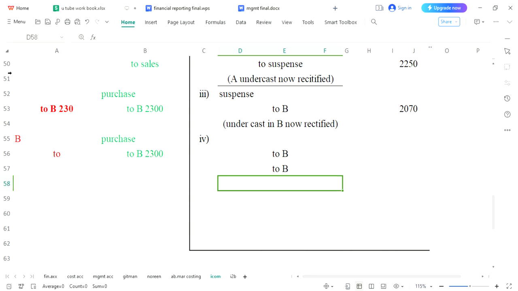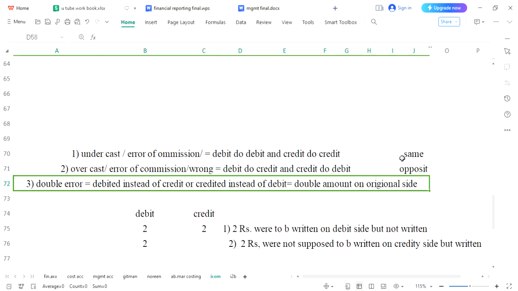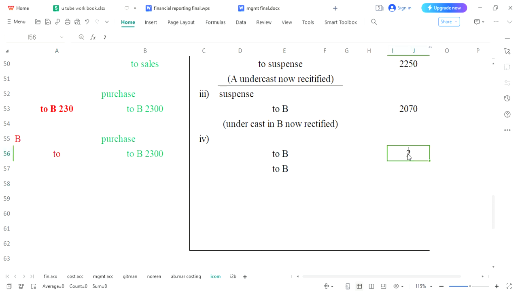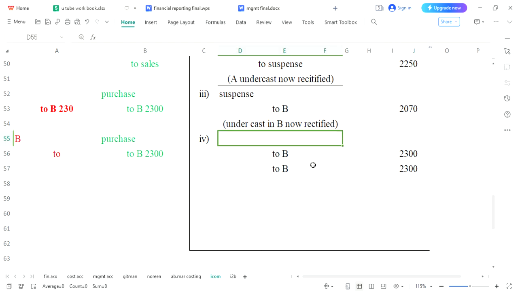Now how much amount? 2300. Look here, how would a double error be rectified? Double amount on the original side. The original side was credit and you will write double amount, 2300 once, 2300 double. In this way it would be doubled. The mistake was present only in B's account, which we have rectified. There is no mistake in purchase, you can ignore it.